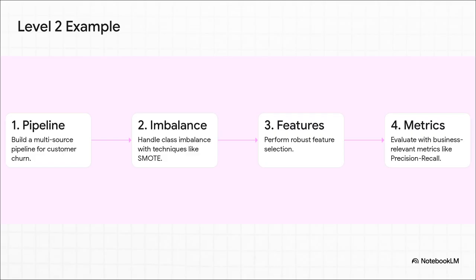So what does a level 2 project actually look like in practice? Well, imagine you're building a customer churn model. First, you're not just using one CSV file. You're building a pipeline to pull in data from multiple places, maybe transaction logs and customer support tickets. Then you hit a classic real-world problem, class imbalance. So you have to use a technique like SMOTE to fix it. And you're not just judging your model on simple accuracy anymore. You're using metrics that actually matter to the business, like precision-recall curves.